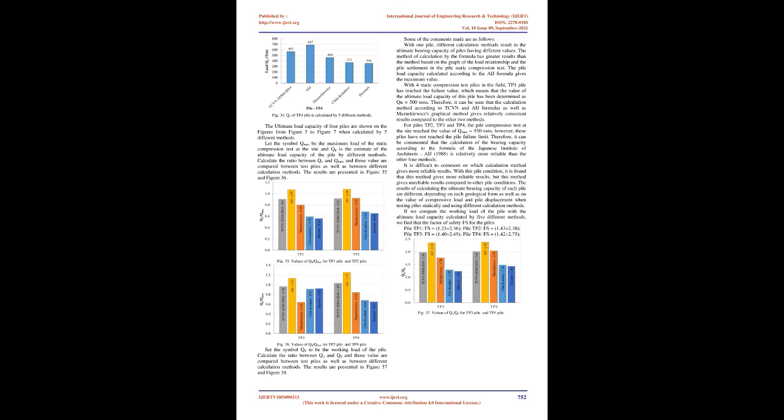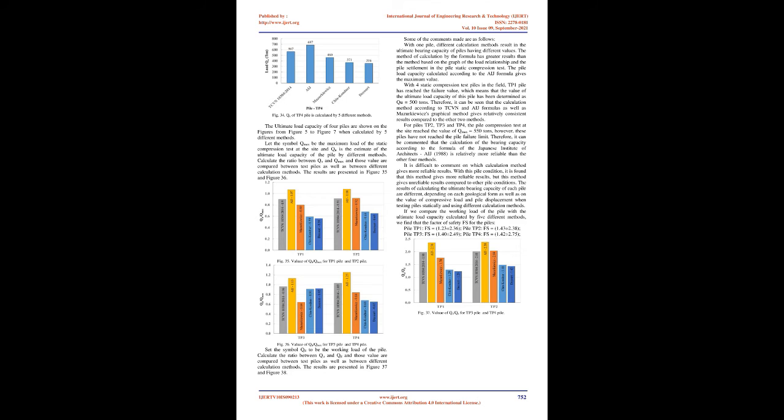With 4 static compression test piles in the field, TP1 pile has reached the failure value, which means that the value of the ultimate load capacity of this pile has been determined as Q equals 500 tons. Therefore, it can be seen that the calculation method according to TCVN and AIJ formulas as well as Mazurkiewicz's graphical method gives relatively consistent results compared to the other 2 methods.